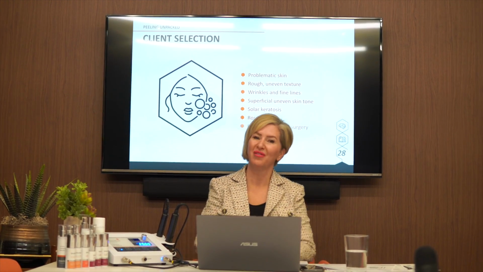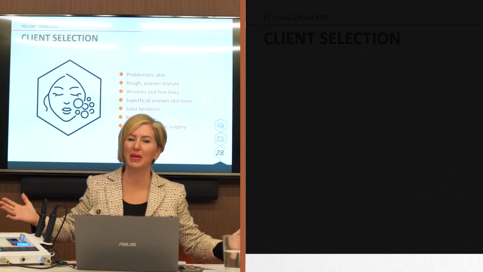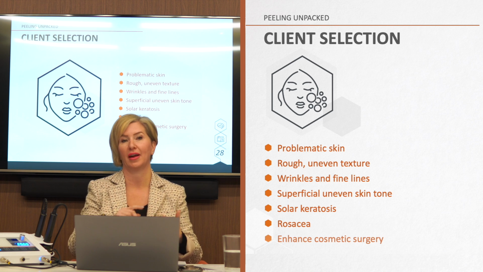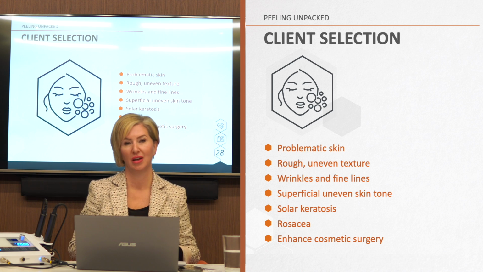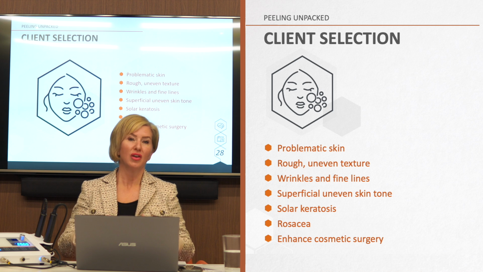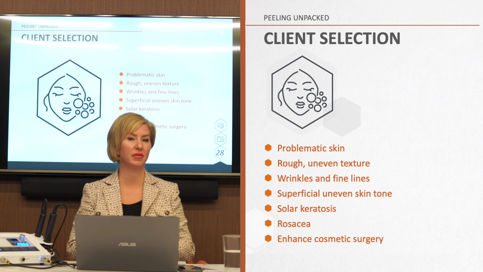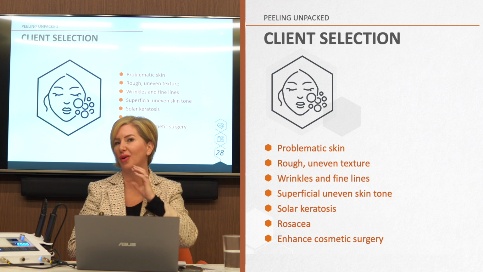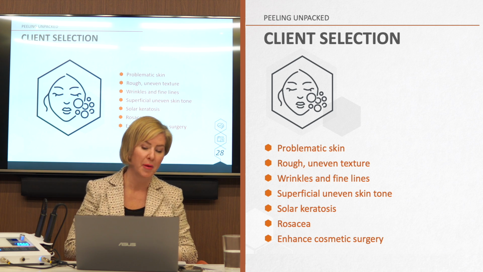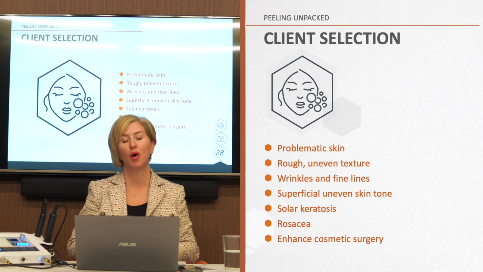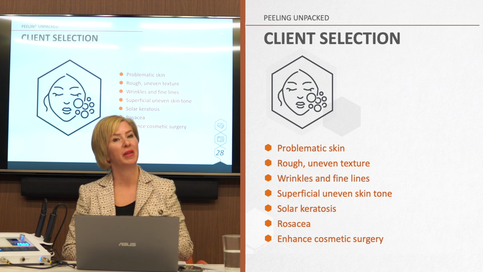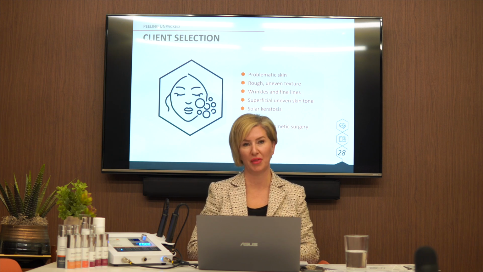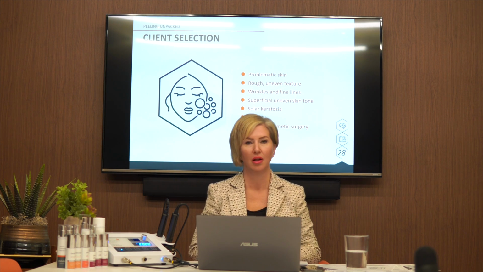Who are cool peels for? Well, I'm sure you're getting the gist already. We know it's for rough skin, skin with a lot of texture, skin with scarring, pigmentation concerns, fine lines and wrinkles, solar keratosis. So maybe they have decades of sun damage and now they have those lentigo solaris popping up and clumping all over the face. Rosacea, and one of my favorites, post-cosmetic surgery, because if they have scarring, the peel can help regenerate the skin and help with that healing process and fade that scar.